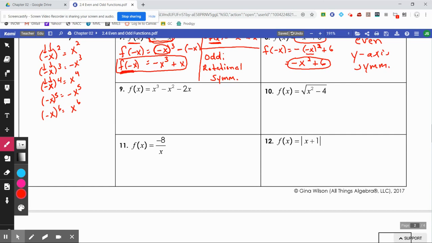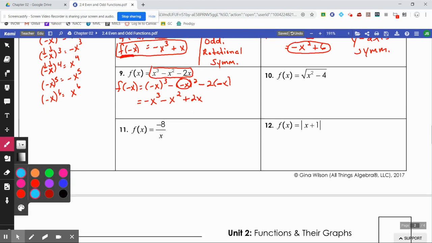Number 9. Let's find f of negative x, which means let's take out every x and plug in negative x. Anytime it's to an odd power, the negative is going to stay. So that's going to be negative x to the third, minus, bring down the minus. You've got to square it first. We raise it to an even power, that means it becomes positive. Then a negative 2 times a negative x will be a plus 2x. So obviously that does not match this. So it is not odd.